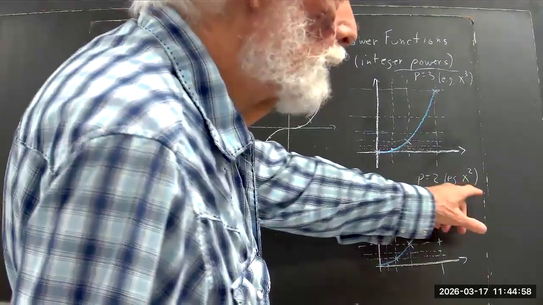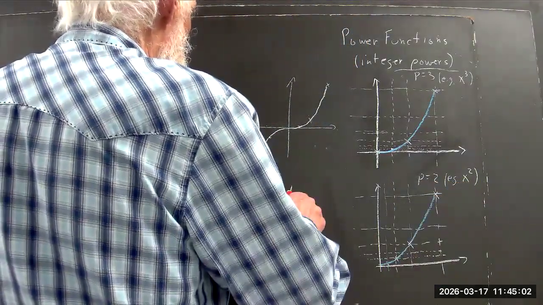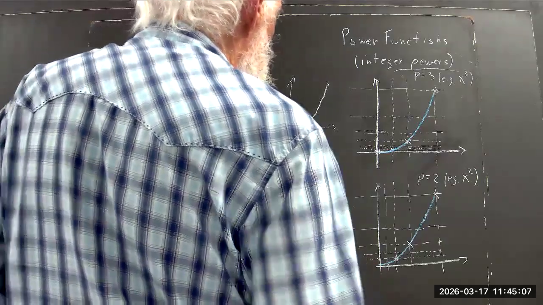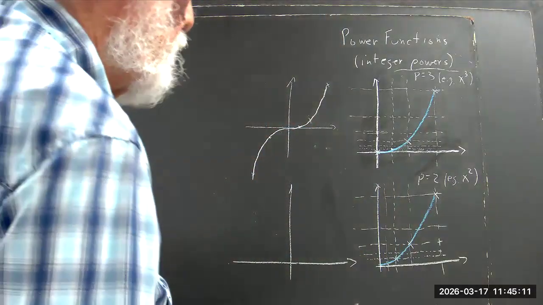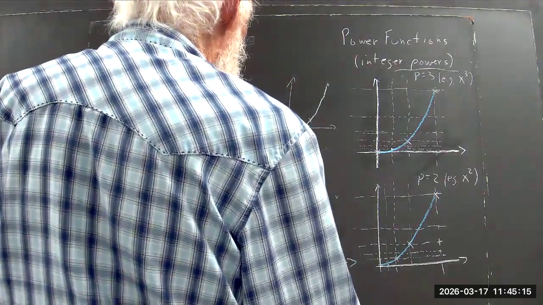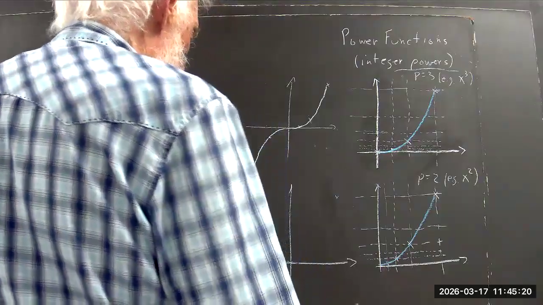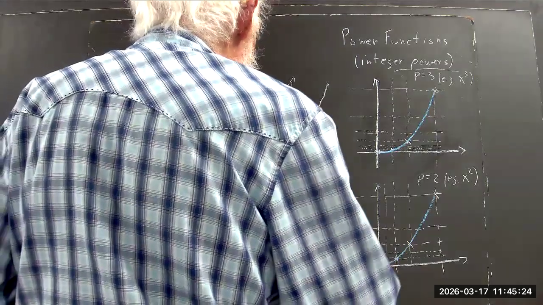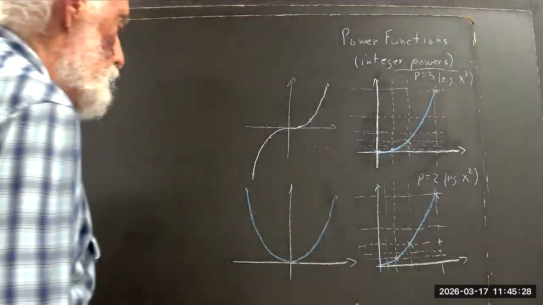For the p equals 2 graph, the x squared graph, the square of a negative number is still positive. So that we're going to have a graph that basically looks like this. I'm going to attempt to draw this without putting a bunch of guide points in, but okay.